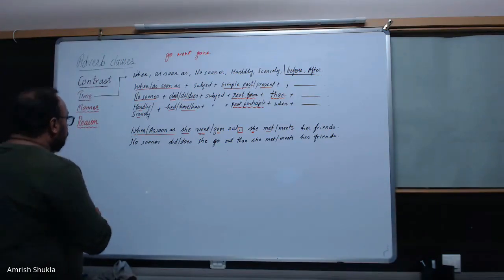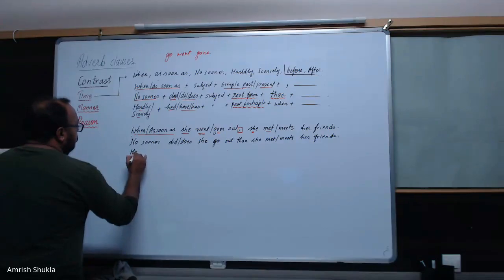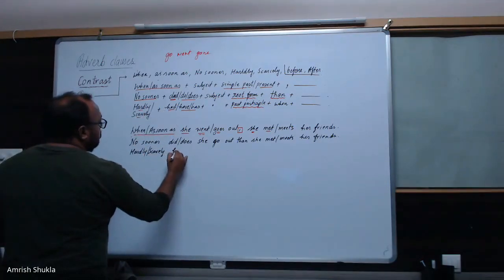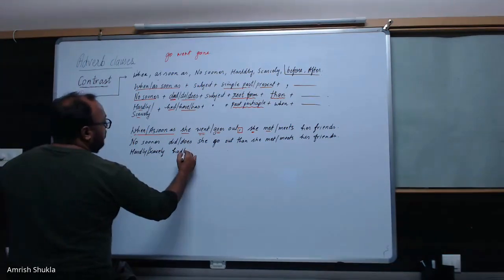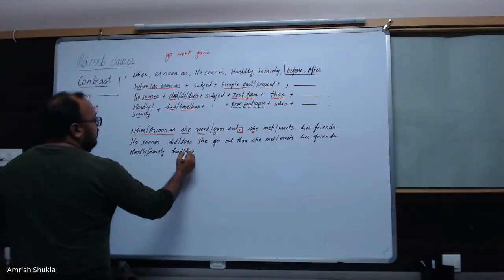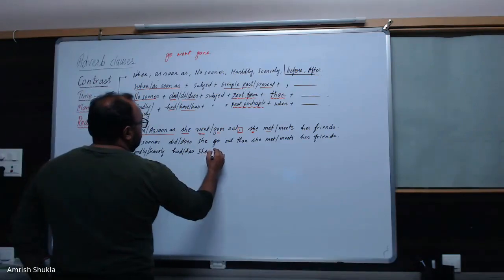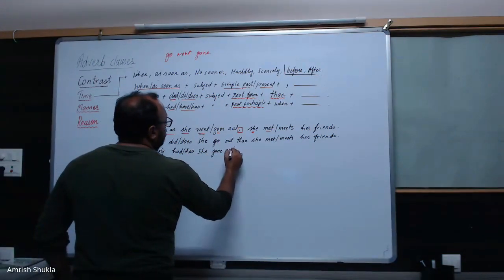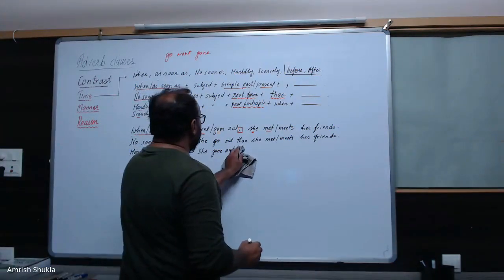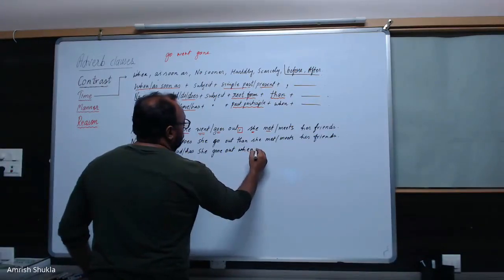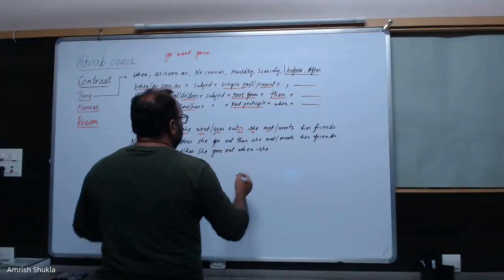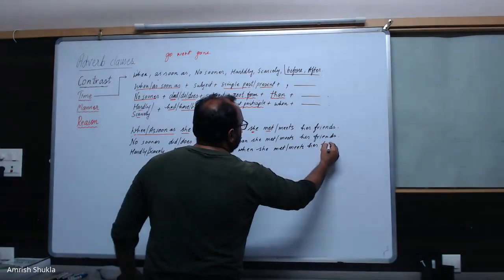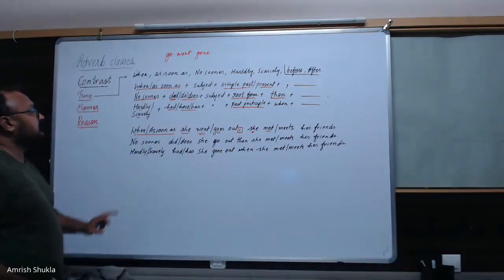Okay. Now if we change this using hardly or scarcely, hardly or scarcely is to be followed by had, or here as it is she, we will write has. Hardly, subject she, then here the past participle we have to use. Go, went, gone. And the conjunction that we will use is when she, and the second part of the sentence will remain as it is, met or meets her friends. Okay. That is about hardly scarcely.